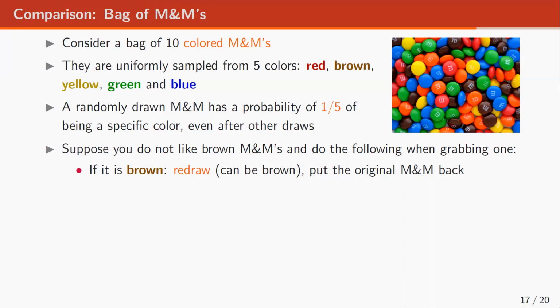So when they grab an M&M out of the bag and it's brown, they do not eat it. They take a different one and eat that one instead. They are not that picky, so even if that other M&M is brown, they will still eat it. And after that, they put the original brown M&M back in the bag. And if it's any other M&M, they do eat it.